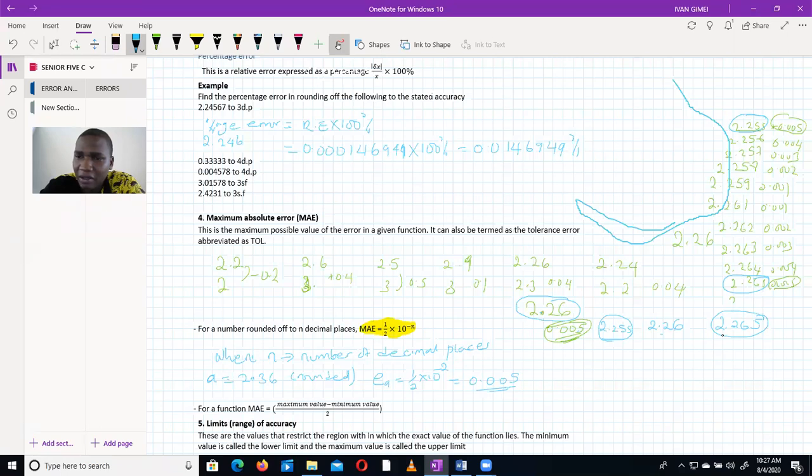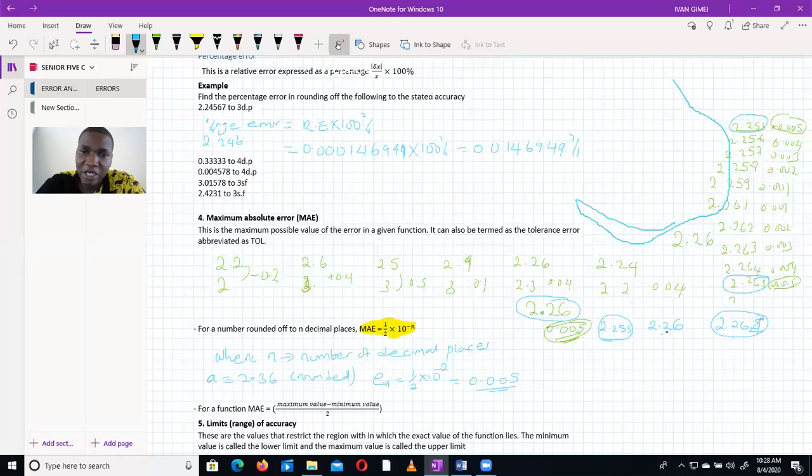Teacher, the upper limit 2.264. Yes, why? Because if you take over the 5, it takes it to 2.27, isn't it? Okay, that's a good observation also. We shall look at this in detail later. So the upper limit is 2.264. The lower limit is 2.255.